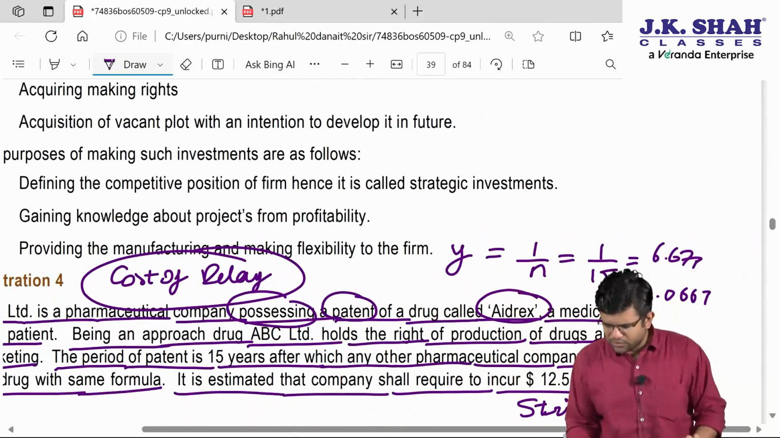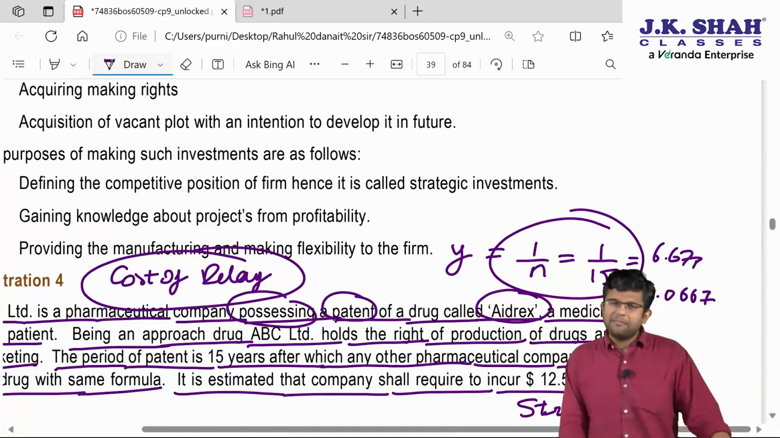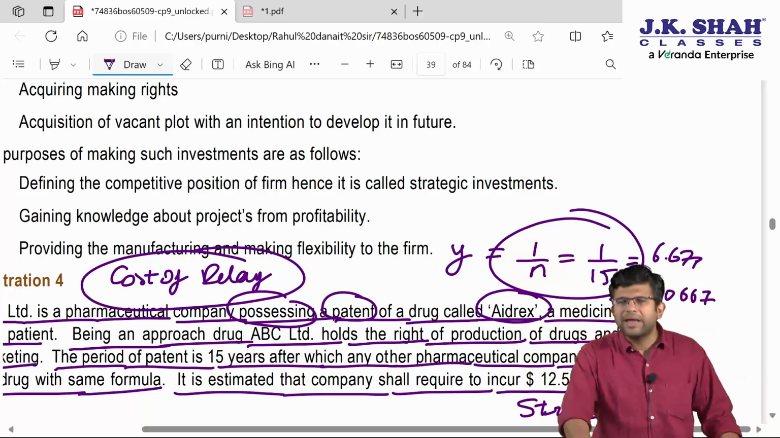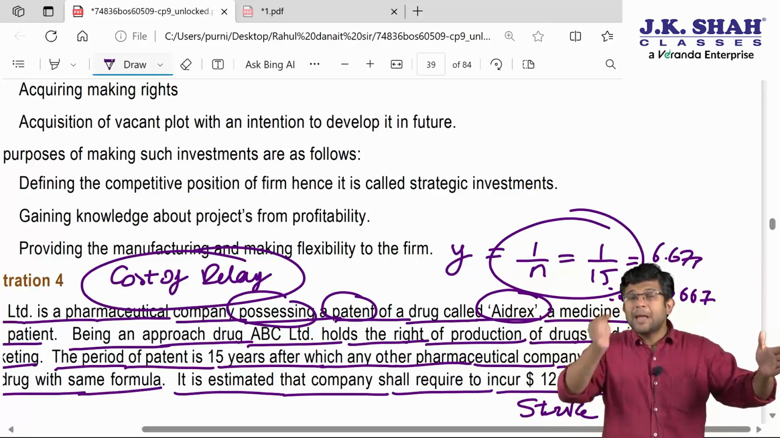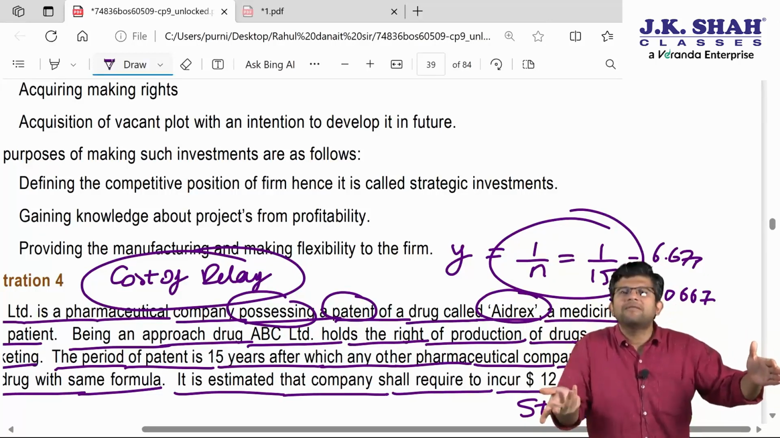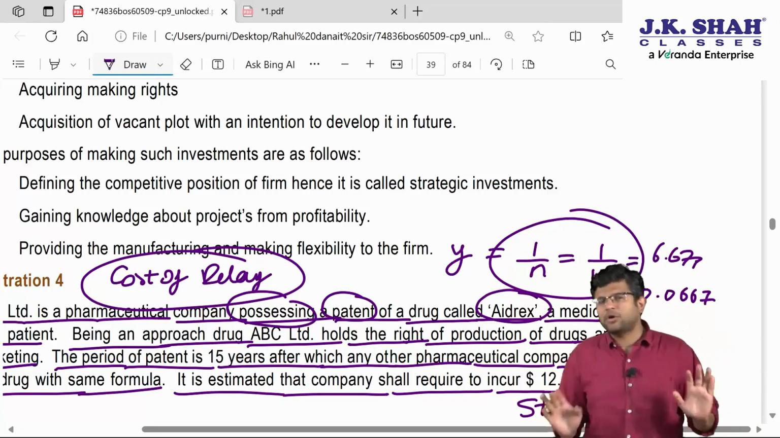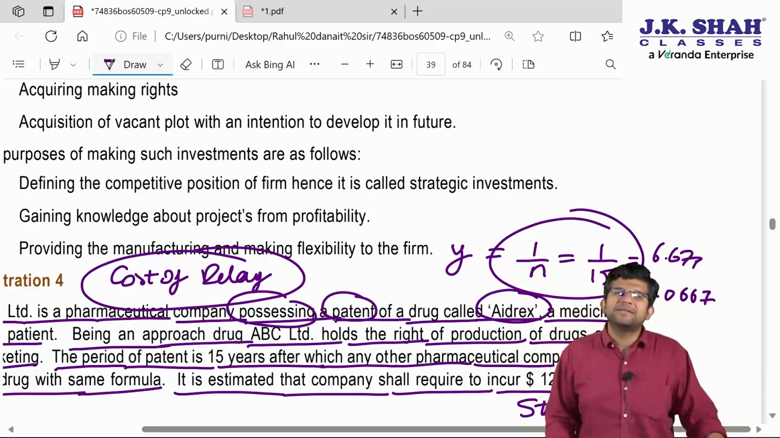Now students, do not try to figure out much logic behind the 1 by n, because it is just a calculation model that, over 15 years, what is your cost of delay per annum? So per annum, the cost of delay is taken as 1 by 15. For 2 years, it is 2 by 15, and so on. Everyone clear? So per annum, the cost of delay taken is 1 by 15, that is 6.67%.